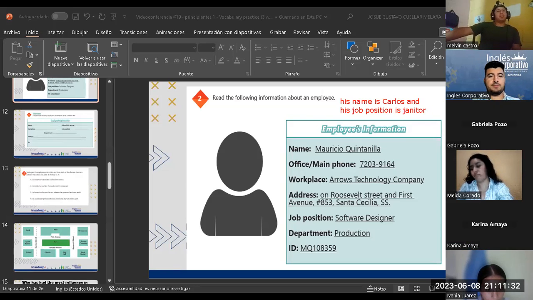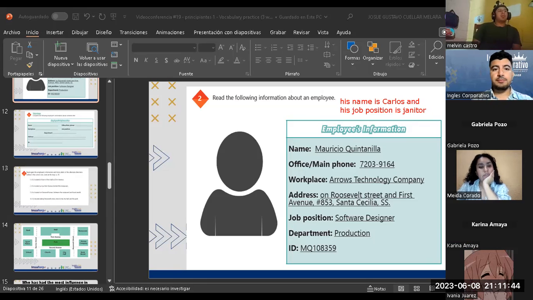His workplace at Atlantida Bank and his name is Edwin Alcon. Perfect. Meida and Christy. Okay. Meida, tienes apagado el audio. Okay.